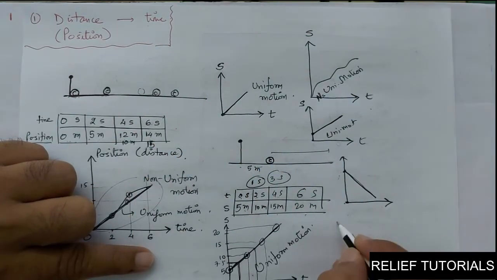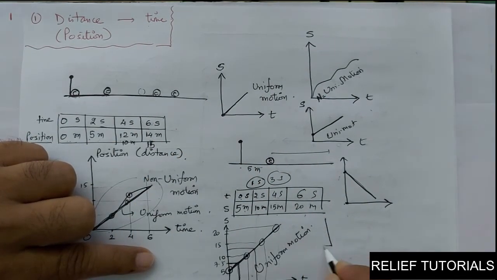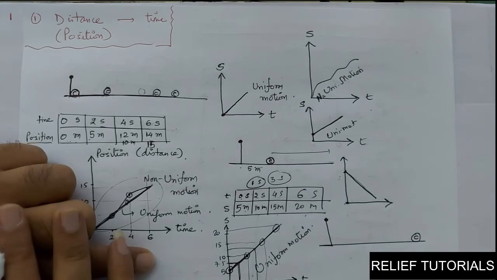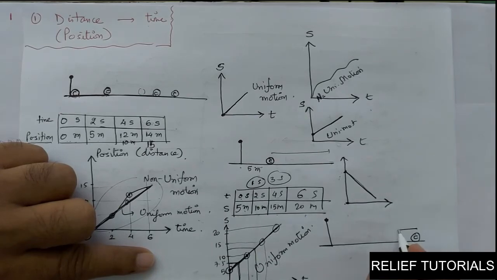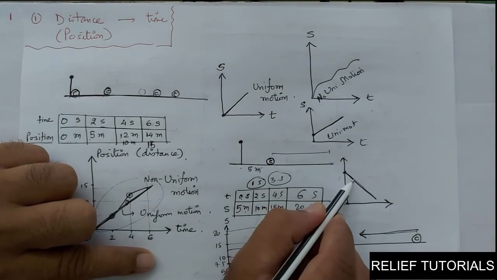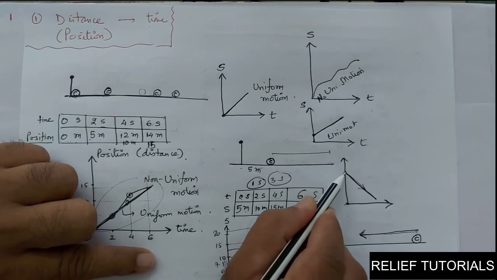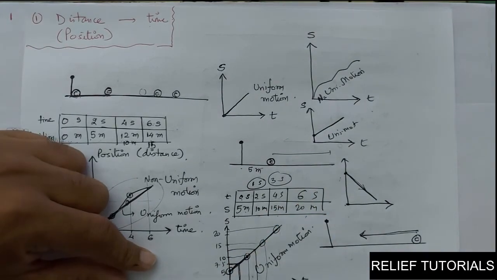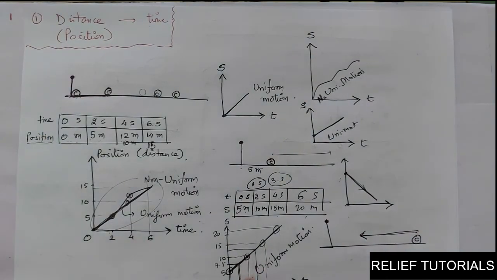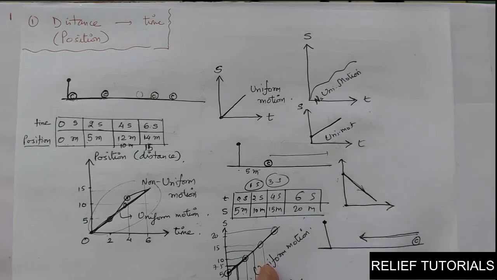So you can consider an example for this graph: consider here is the reference point and here is the car initially, and now the car is coming towards the reference point. So the distance of the car from the reference point decreases. That type of motion is represented by such a reverse flowing graph. Is that clear?